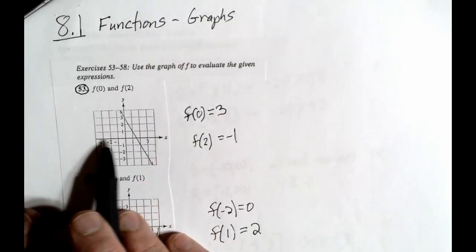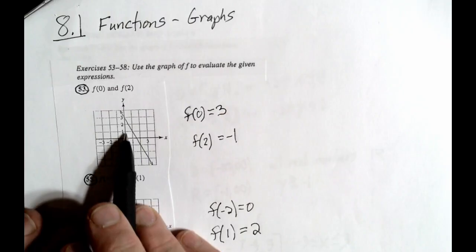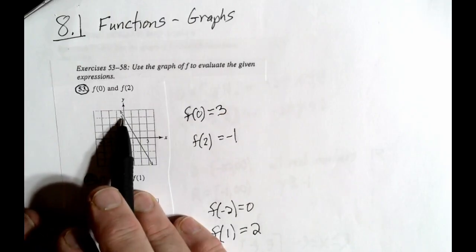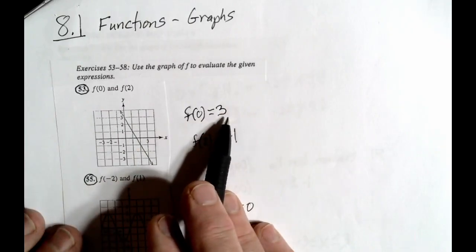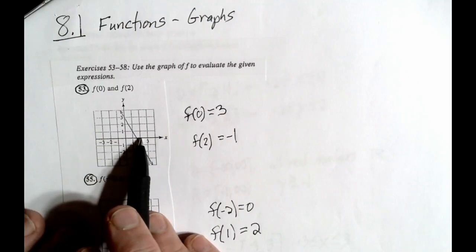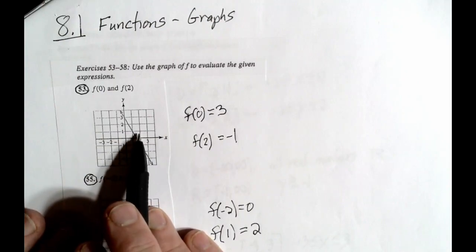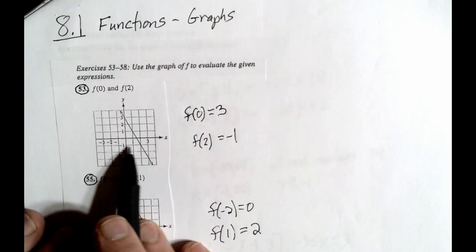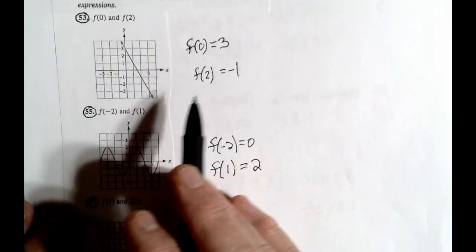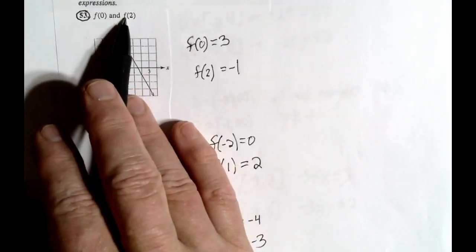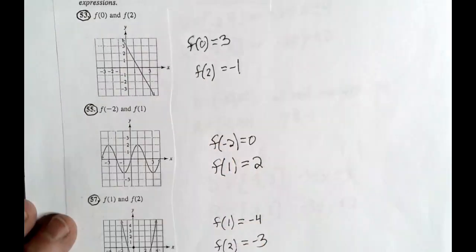So you find out where x equals 0 right here, and you move up or down until you hit the function. You hit it right there at y equals 3. So f of 0 equals 3. F of 2, it's over here. So when you go up or down until you hit the function, you hit it there, and that's at negative 1. So f of 2 equals negative 1. Your input is your x-coordinate. The output is the y-coordinate.